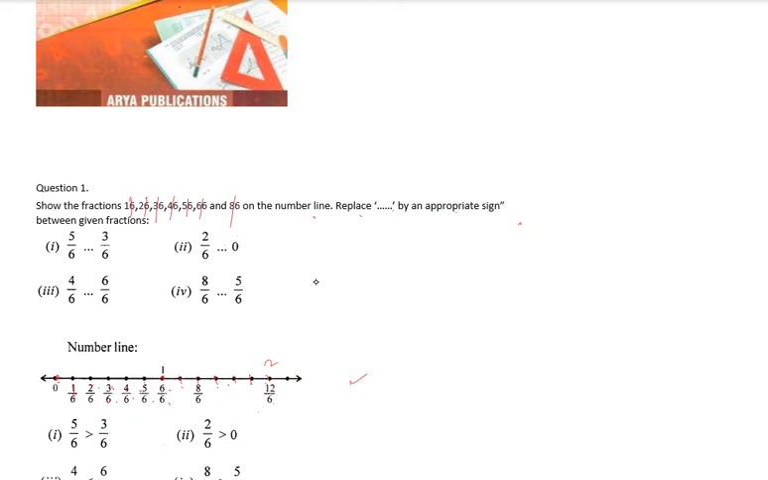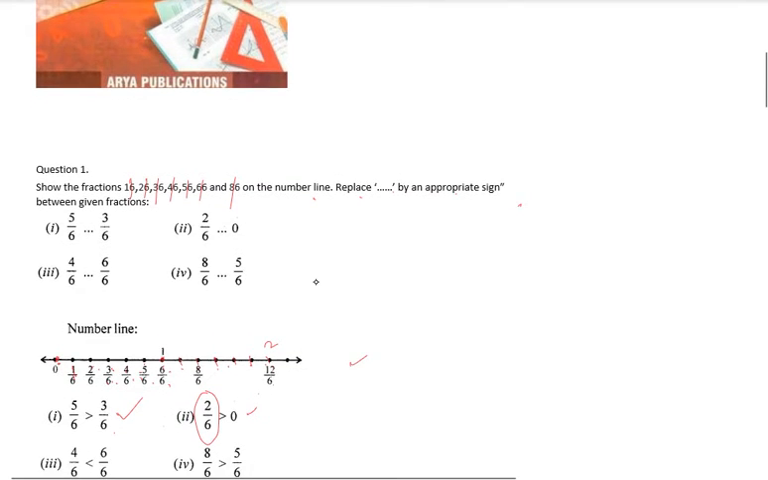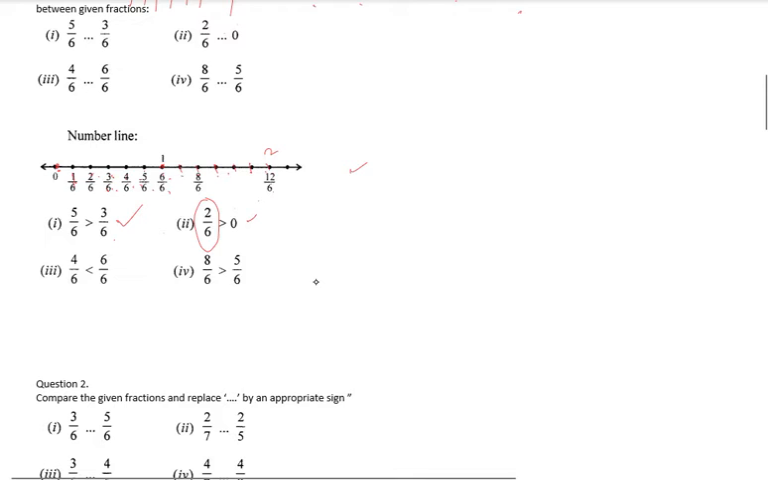Now let's check the sign. 5 by 6 is greater than 3 by 6 because 5 by 6 is on the right side of the number line. Similarly, 2 by 6 is a fraction greater than 0, which we can already see from the number line. We can also compare the numerators of like fractions. Bigger the numerator, bigger is the fraction.